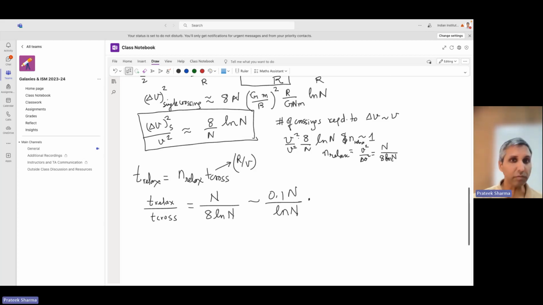You're saying that the crossing time is R by V, so that means the star is fixed. So you're just saying two-body interaction. No, this T cross is a global crossing time. So how long does your typical star take to cross the gravitational system?